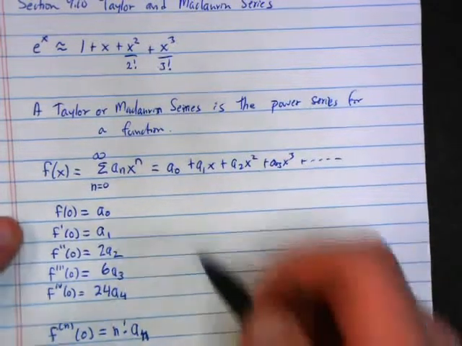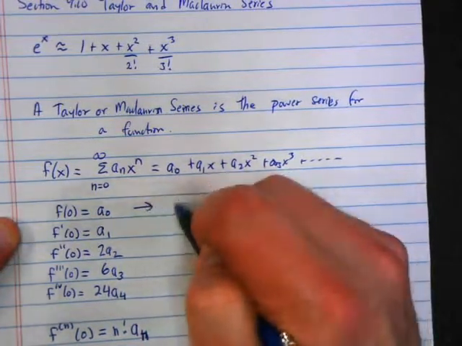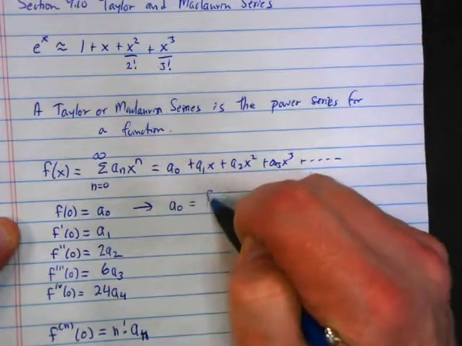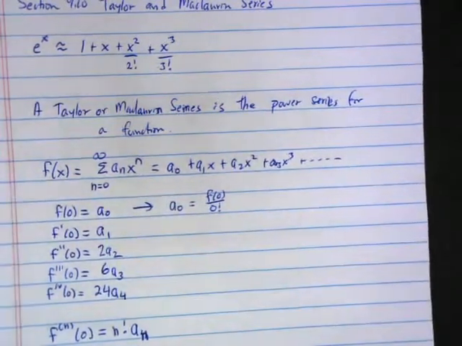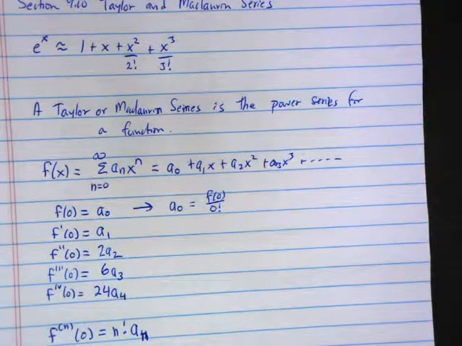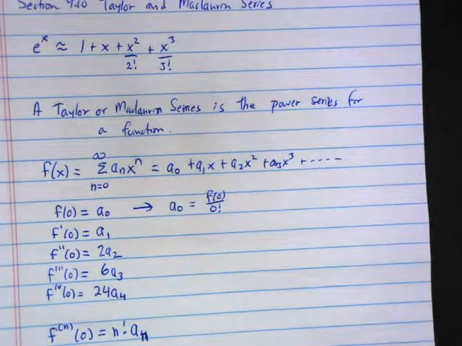All right, so that gives us a pattern here. A sub 0 is f at 0 over 0 factorial. How much is 0 factorial? 0 factorial is defined to be 1 because it makes a whole lot of patterns work that we need to work. Seems weird, but that's the way it's defined.